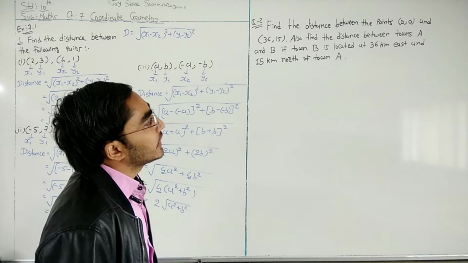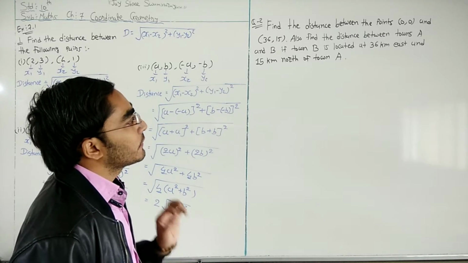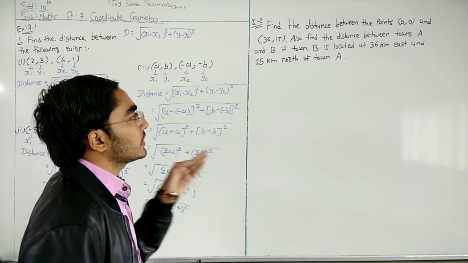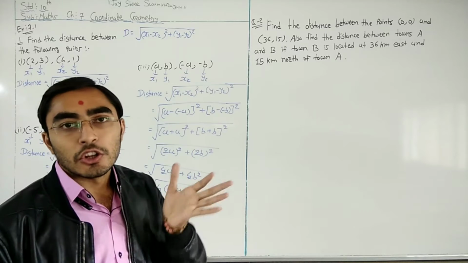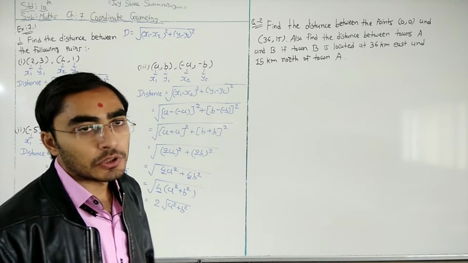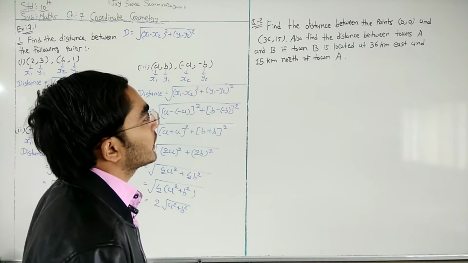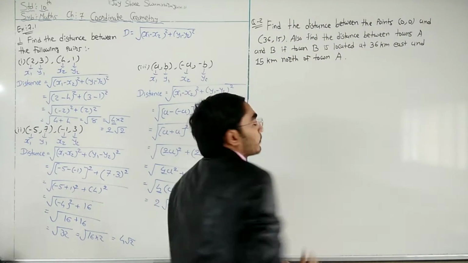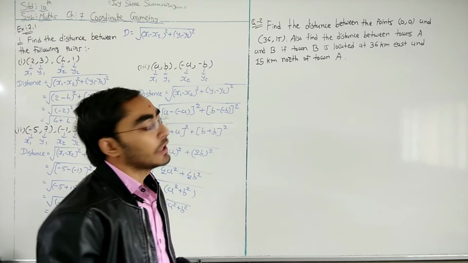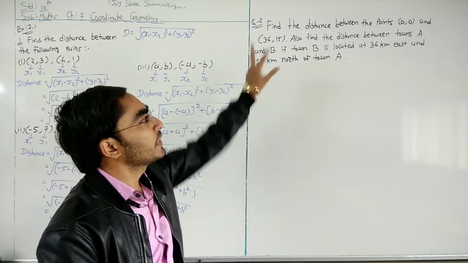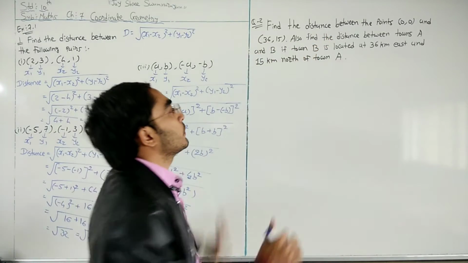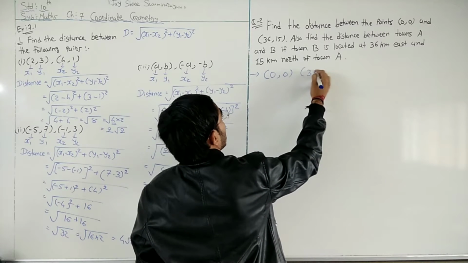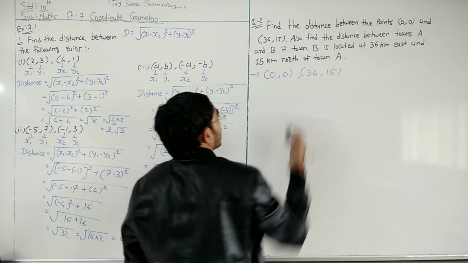Okay. Also find the distance between town A and B if town B is located at 36 km east and 15 km north of town A. Okay, so our first work is to find the distance between the points 0, 0 and 36, 15. Two different questions we have here. First of all, we need to find the distance. Here we have the points 0, 0 and 36, 15.